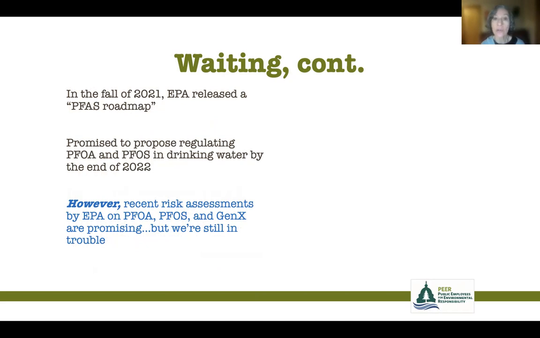The states are filling in that void. States are starting to regulate it. Here in Massachusetts, where I live, we regulate 6 PFAS at 20 parts per trillion, far lower than the federal lifetime health advisory. However, one piece of good news coming out of EPA is that they've done recent risk assessments. They've reassessed PFOA, PFOS, and another PFAS called GenX, saying that they're highly toxic, likely carcinogens, and the levels are much, much lower than their lifetime health advisory. Next, please.